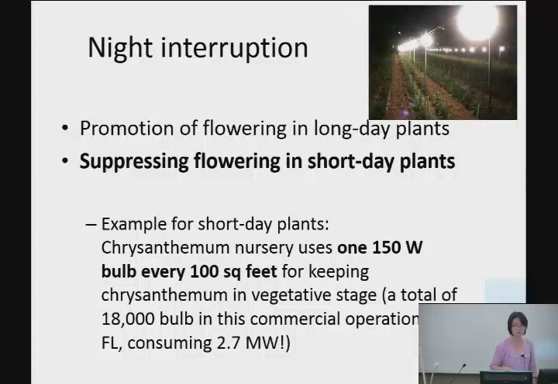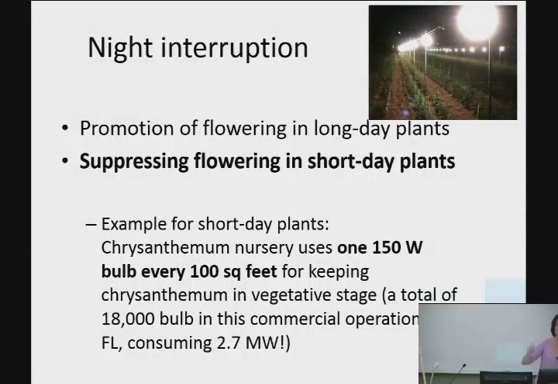Is that 2.7 per night or per year, or how does that work? So it's per second, 2.7 megawatt, joules per second. So if you use that for an hour, that's 2.7 megawatt hours, and then the cost of that, how much is that? 10 cents or 15 cents per kilowatt hour. So you can compute how many dollars they are spending just to make sure the flowers are not going to happen. It's a lot of energy.